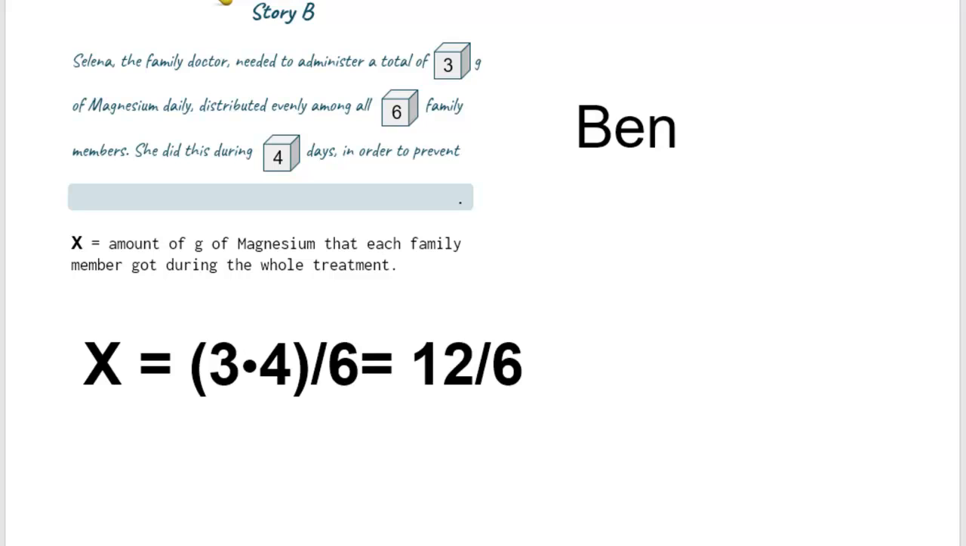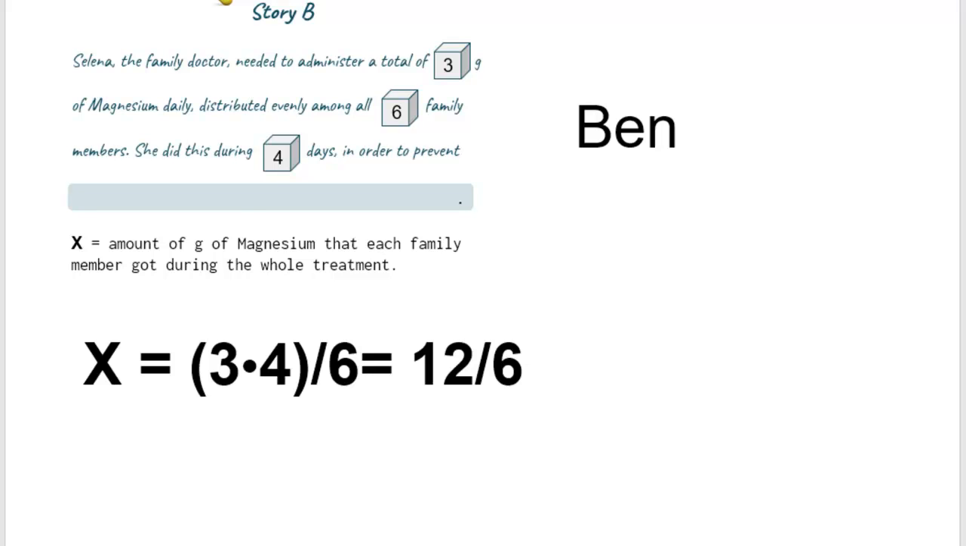She did this during 4 days in order to prevent deficiencies of magnesium, maybe energy loss or loss of weight, etc. So X is clearly 3 times 4 divided by 6, because 3 is the daily dose, but it was 4 days, so it's actually 12. And then you divide by the number of patients. This has to be figured out by the student. That's a very important part of this activity. So she gets 12/6, which is a fraction, which is really 2.